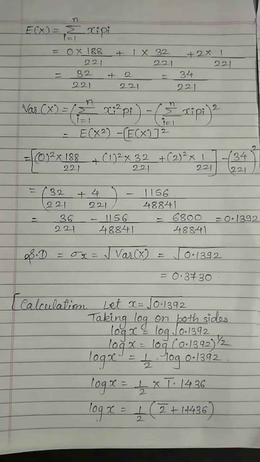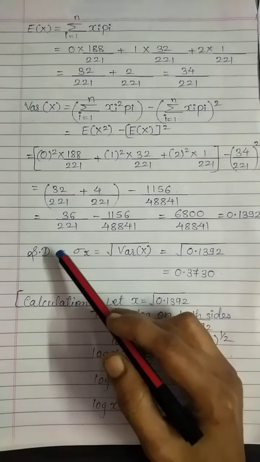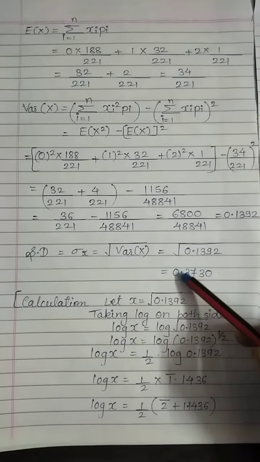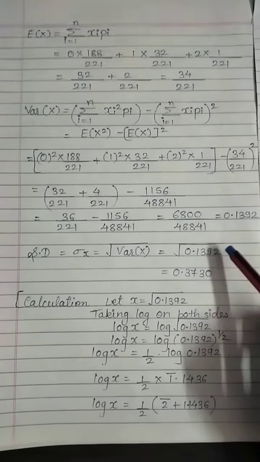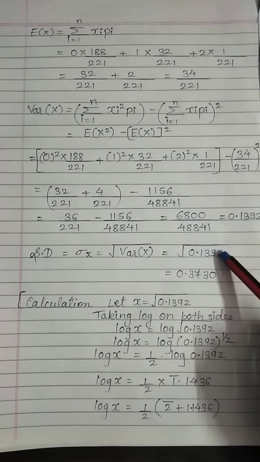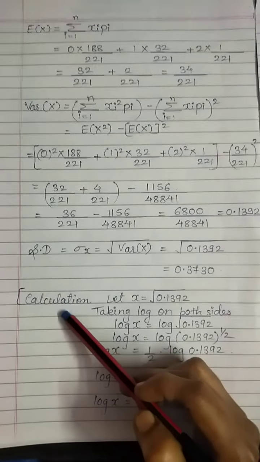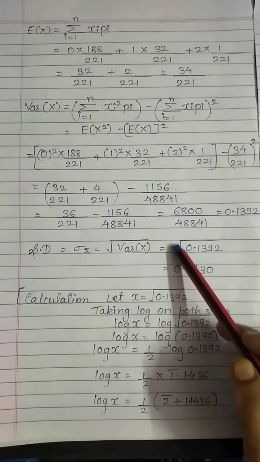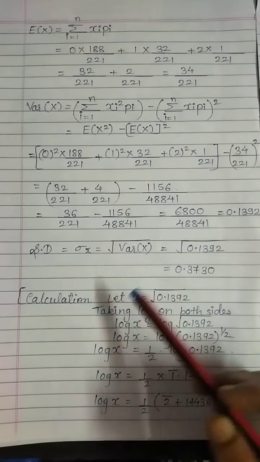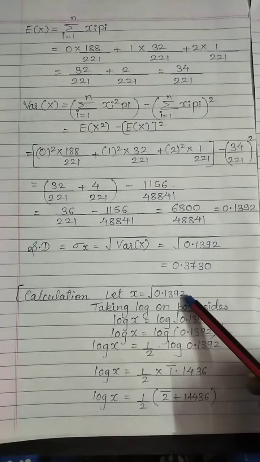Hello students, in the last lecture we completed this sum up to the standard deviation value, that is 0.3730. Now see how to find the square root of 0.1392 to get the corresponding answer. See, the calculation is here. We will consider this value as x. So let x is equal to square root of 0.1392.